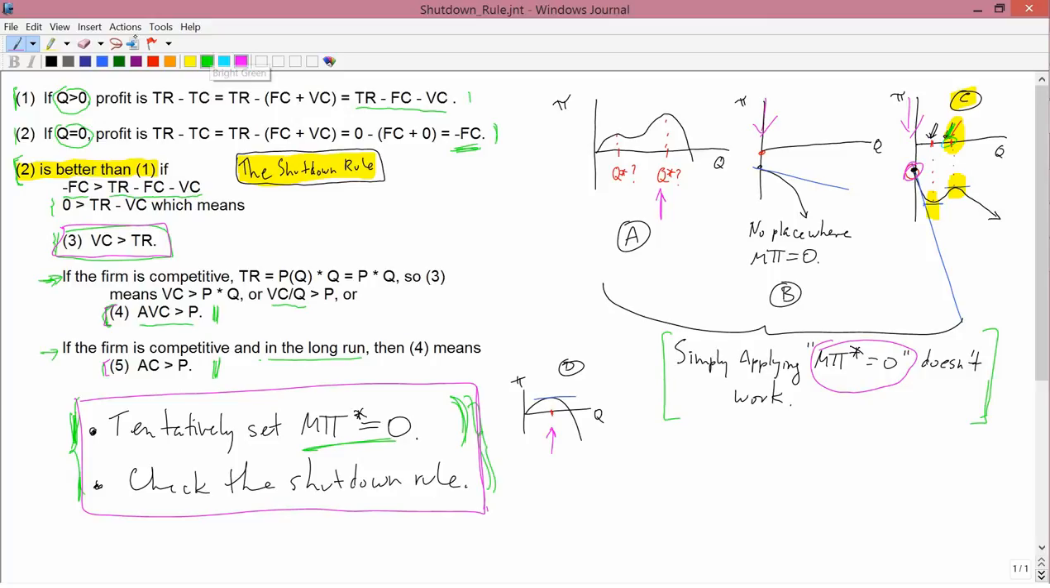In terms of memorizing this, the easiest thing to memorize in terms of the shutdown rule is 4. Because 5 is just a special case of 4, where average variable cost is just all the costs. So you don't really have to memorize 5. If you know 4, and you know that in the long run all the costs are variable, then 4 is all you need. So to simplify as much as possible, MPI star equals 0, and then equation number 4.